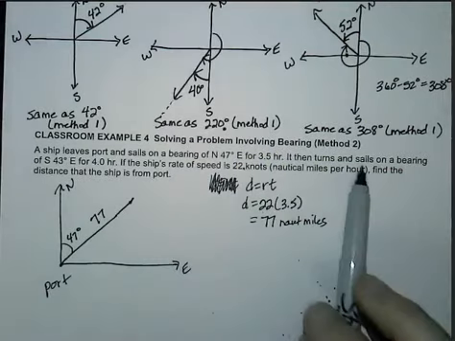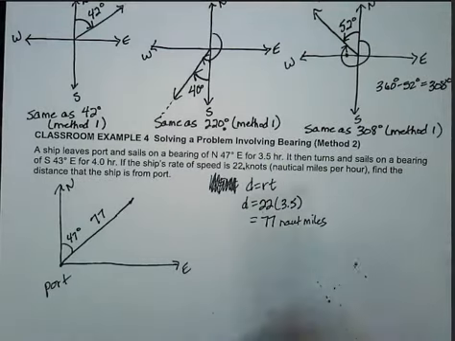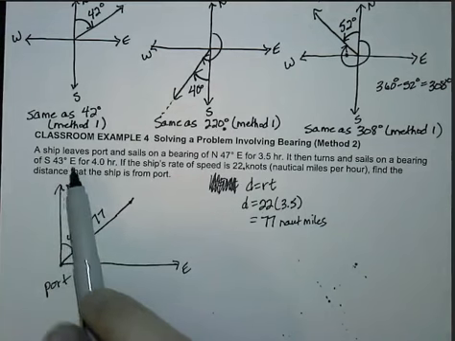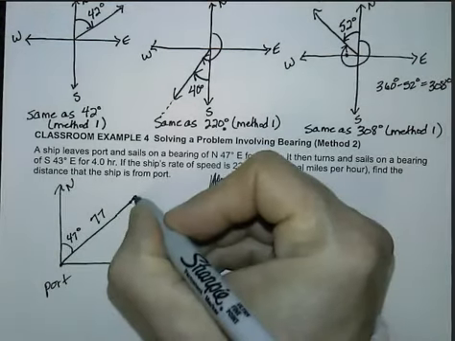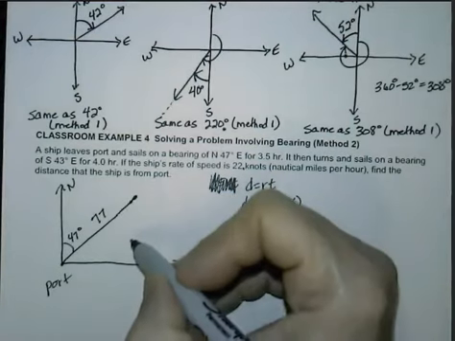Then at that point, the ship turned and sailed on a bearing of south 43 degrees east. So I'm at this point where it turns. So from there, I want to figure the new bearing.